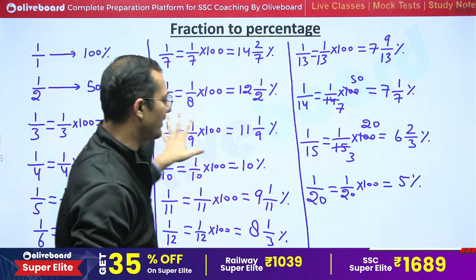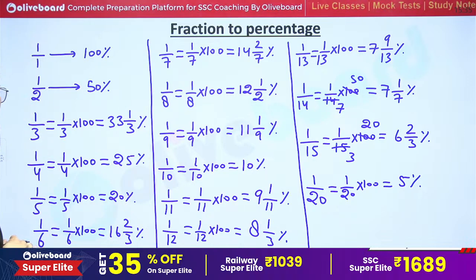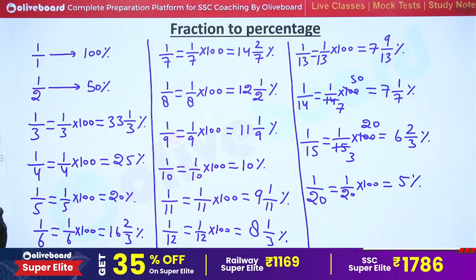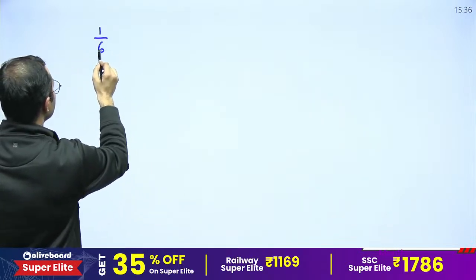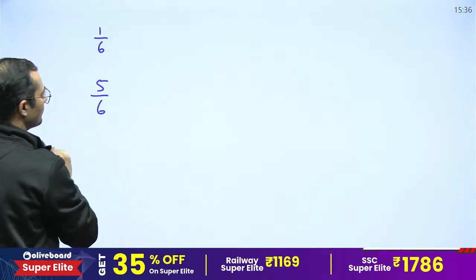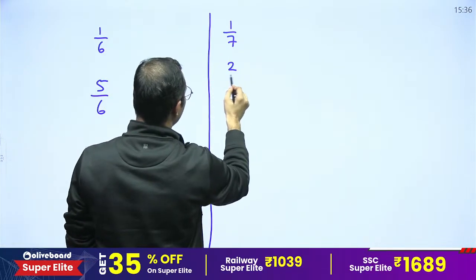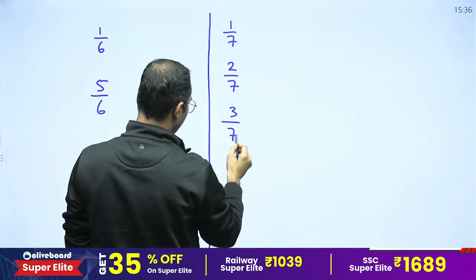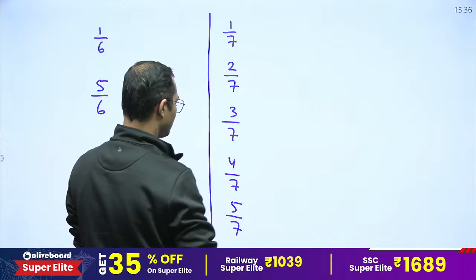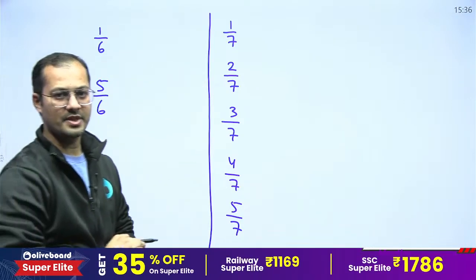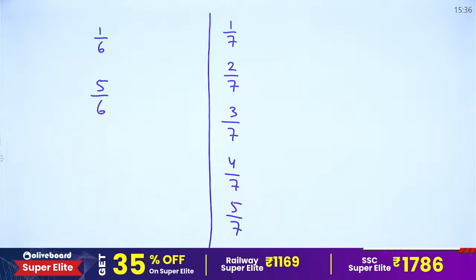See, these fraction values become the base for many good fractions, right? So see, likewise we can say that suppose you get 1 upon 6 and 5 upon 6. Just do this. 1 upon 7, 2 upon 7, 3 upon 7, 4 upon 7. Convert them into percentage, right? Just convert these fraction values into percentage. Yes, please. Convert all these fractional values into percentage.